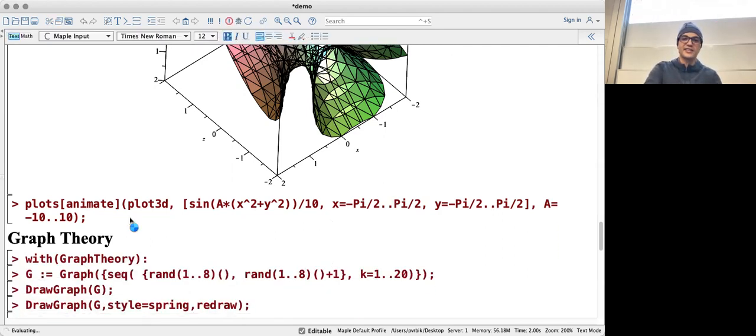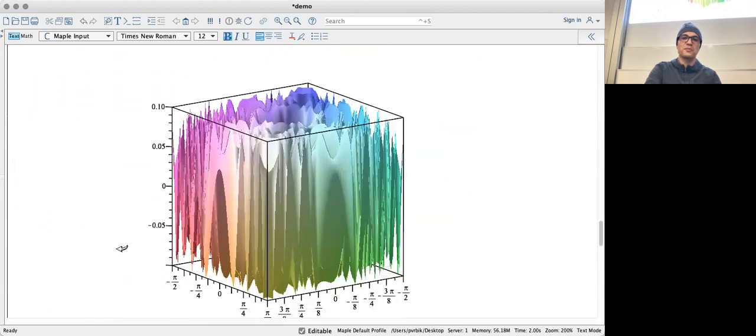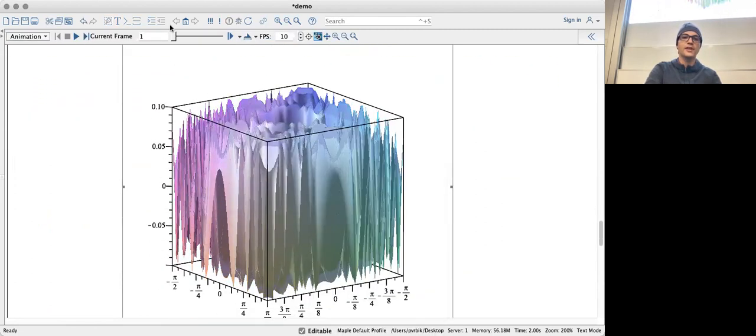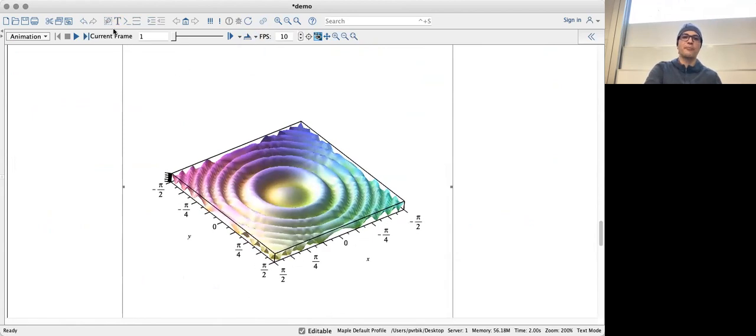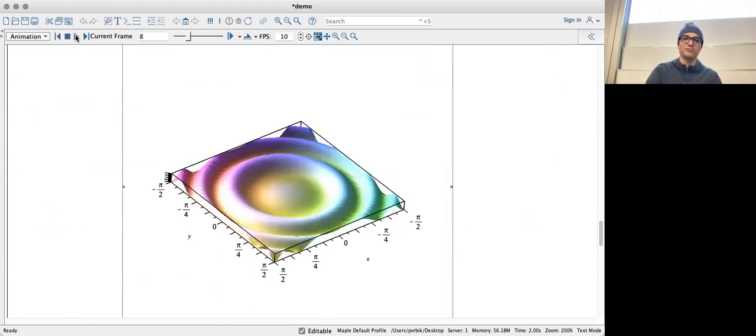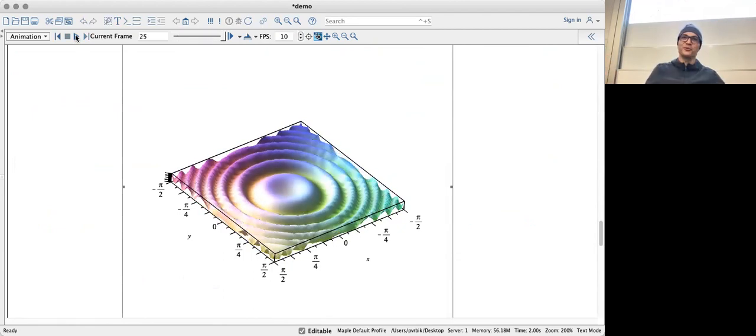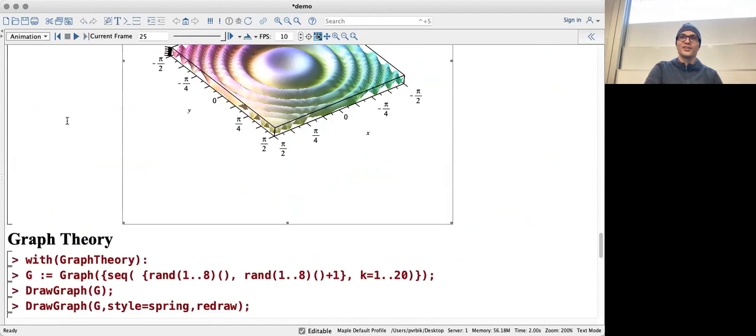Okay, here's a very sexy thing. This is a plot animation of the Bessel function, which represents what would happen if you hit a drum. So, oosh, there you go. Oohs and ahs. Go buy the system.